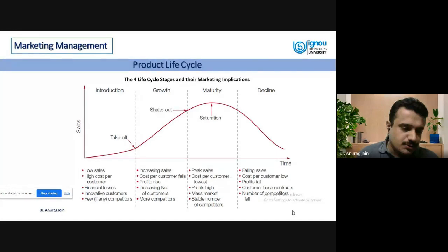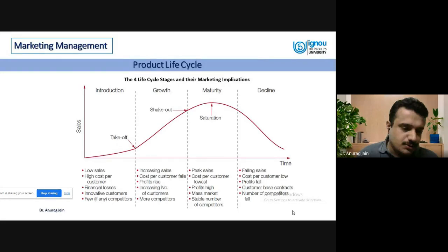There are fewer customers over there, and the number of competitors is also low in the market, because this is not a new product. It has attained its own life in the last few or maybe some years, and this is a decline stage, right? So these are the four stages through which most of the products go through.